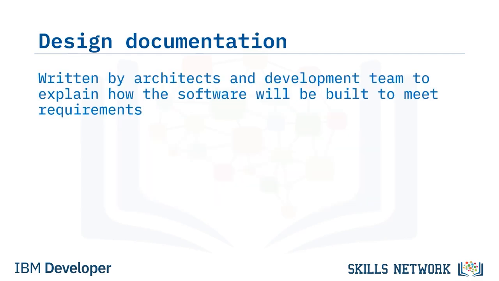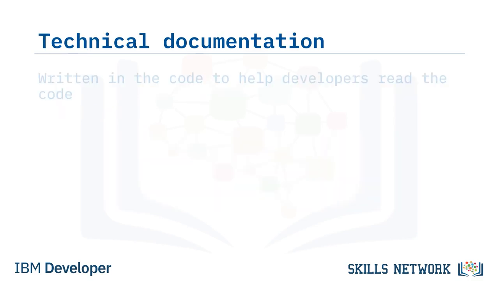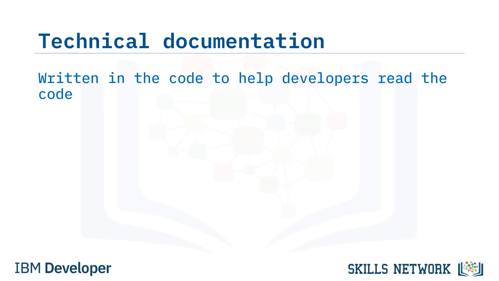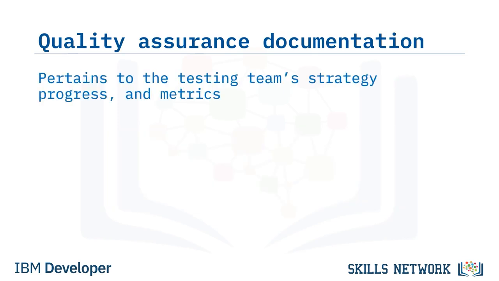Design documentation is written by the software architects and the development team to explain how the software will be built to meet the requirements. It consists of both conceptual and technical design documents. Technical documentation includes comments written in the code to help other developers read the code to understand its behavior. It also may include working papers that explain how the code works, and documents that record engineers' ideas and thoughts during project implementation.